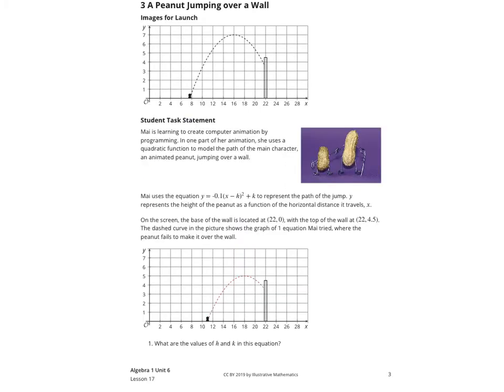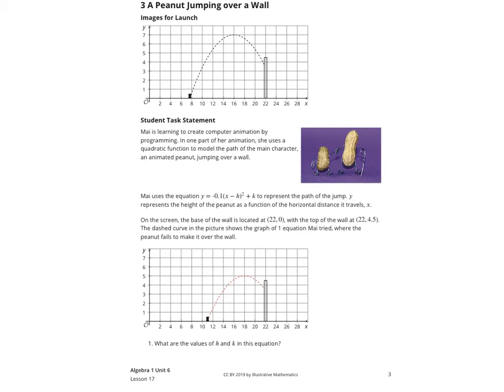Sorry. All right, so the last little unit, a peanut jumping over a wall. The student task statement says, Mai is learning to create computer animation by programming. In one part of her animation, she uses a quadratic function to model the path of the main character, an animated peanut, jumping over a wall. Mai uses the equation y equals negative 0.1 times x minus h squared, that'd be x minus h quantity squared, plus k to represent the path of the jump. y represents the height of the peanut as a function of the horizontal distance it travels, x.